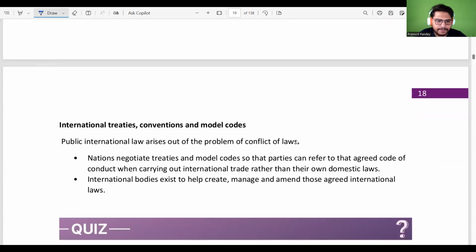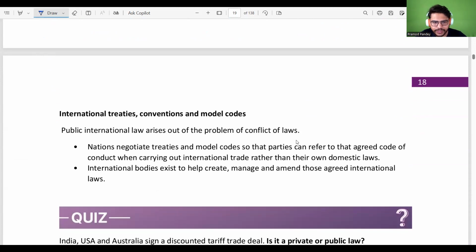Done. Thanks. Now we will learn about the international treaties, conventions, and models, and we will move to the bodies or regulators that are there.